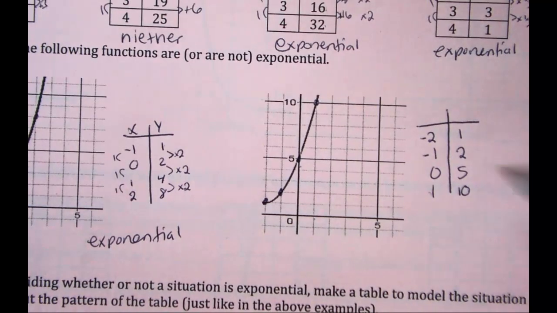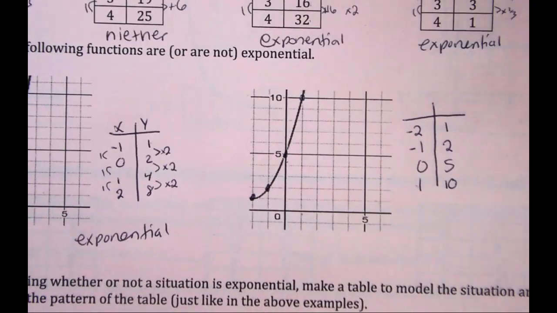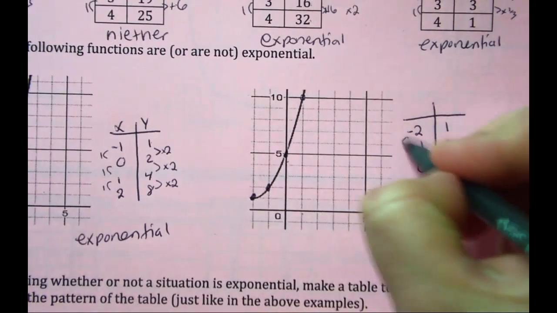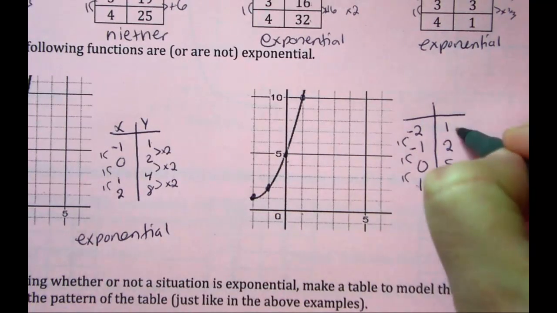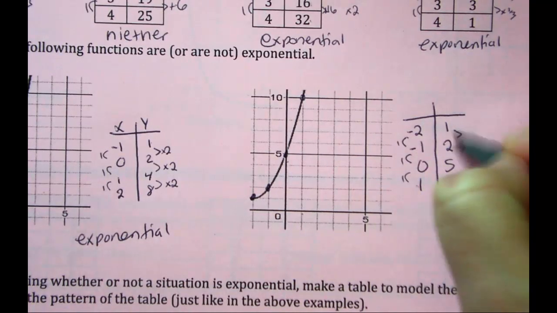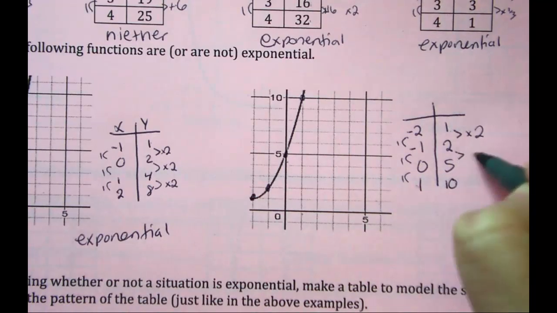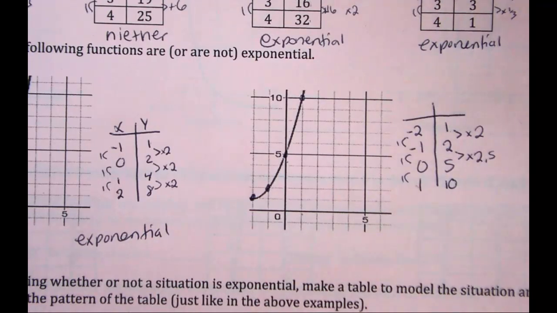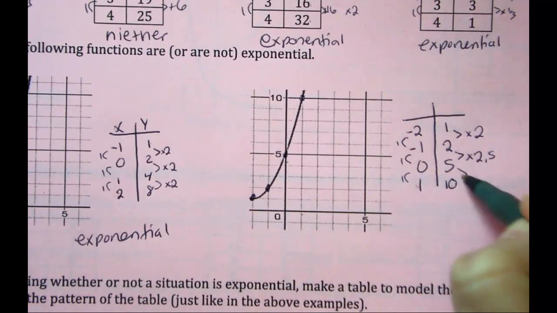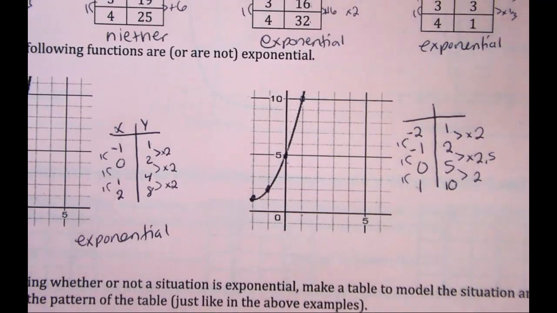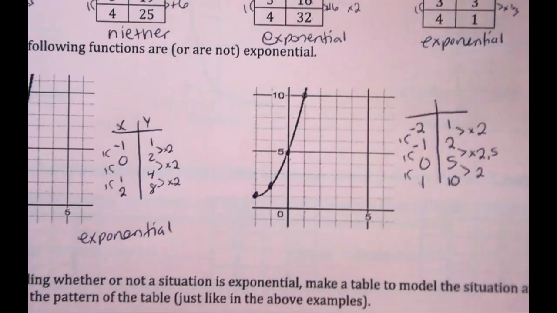So now let's make sure that these all have a constant multiplier. So it's going up by 1 over here, and then 2 divided by 1 has a multiplier of 2. 5 divided by 2 does not have a multiplier of 2. That would be 2.5. And then 10 divided by 5 is 2. So it looks like this is not an exponential function.